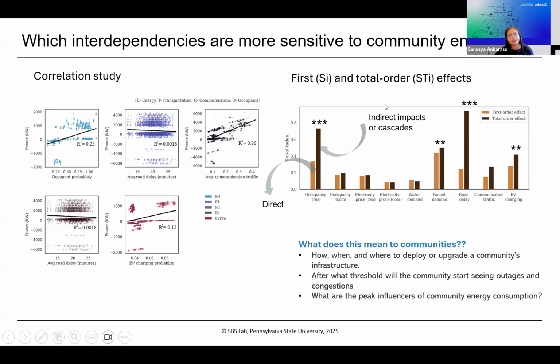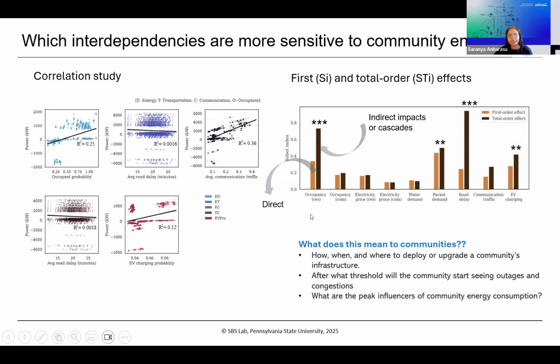And also, when we looked at the Sobol indices generated from this large quasi Monte Carlo data, we were seeing interesting trends, where Sobol outputs something called a first order effect and a total order effect. First order is a direct effect, where one input parameter, say electricity pricing, impacts the output, which is the energy consumption. But the total order effect is all the direct effects, indirect effects, and all the cascading effects together.